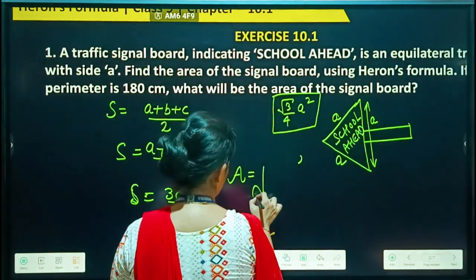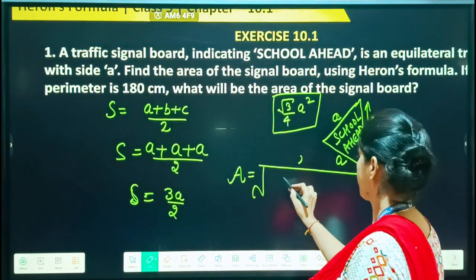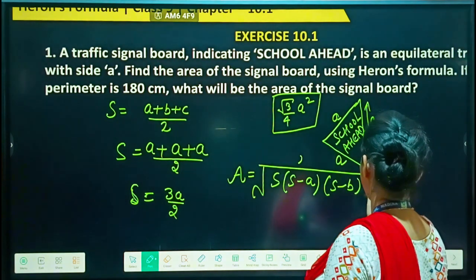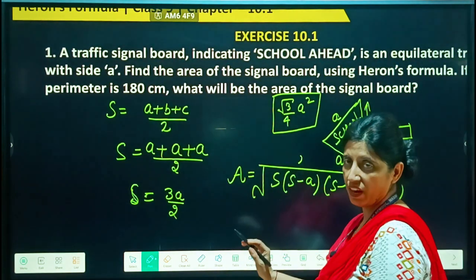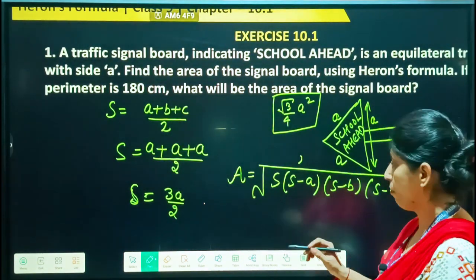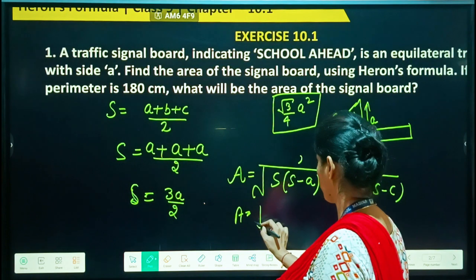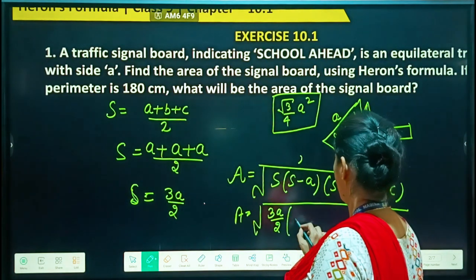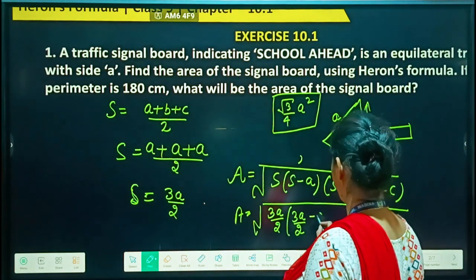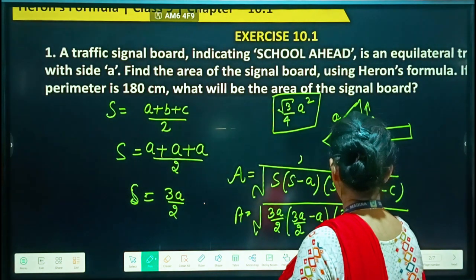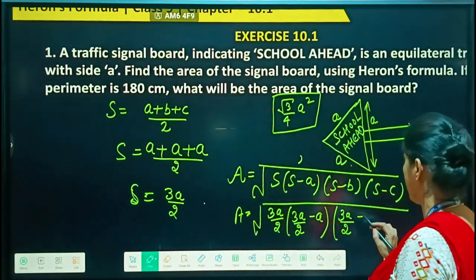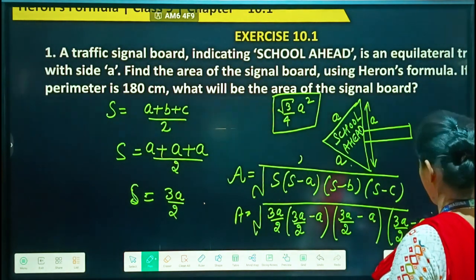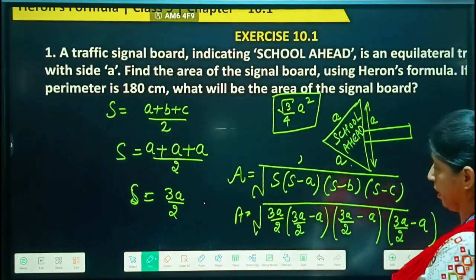Area is equal to root of S into S minus a, S minus b and S minus c. Okay? S is the semi-perimeter that we have already found, 3a by 2. So S is 3a by 2. 3a by 2 minus a is the first side. 3a by 2 minus b is the second side, that is also a. 3a by 2 minus c is also a. All sides are the same in an equilateral triangle, that's why we will subtract a from this.